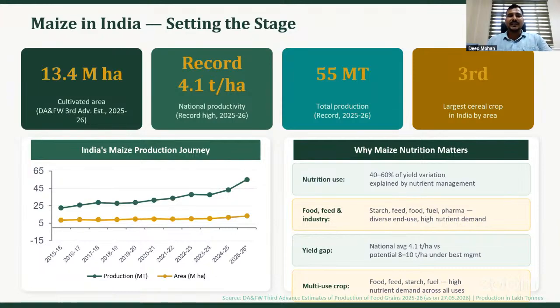Why this gap? One of the reasons is nutrient management. Research says that 40 to 60% of yield variation in maize comes from nutrients only, not from the variety, not from the water, only from nutrients. Why do nutrients matter in maize? Because maize is not just a food, it's used as feed, starch, fuel, even in the pharma industry. So there are many users and uses, and nutrient demand is high across the board.